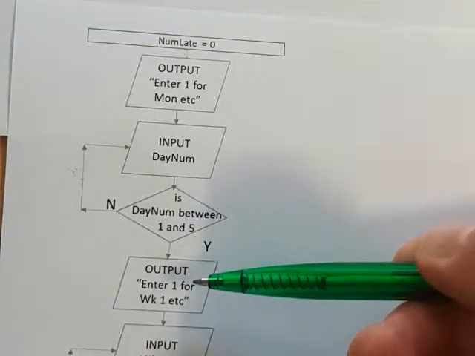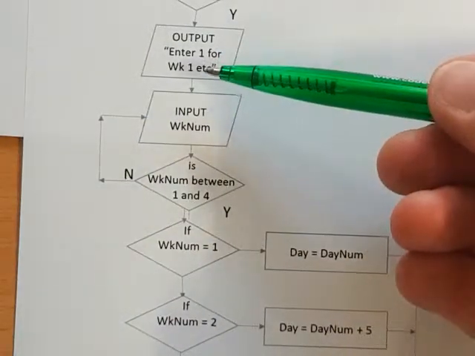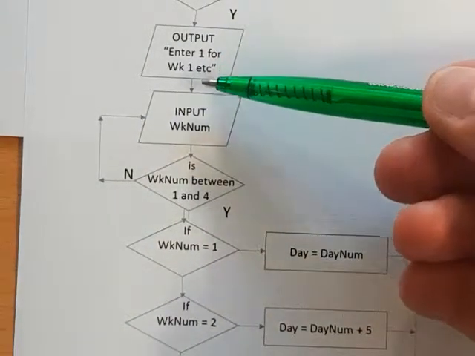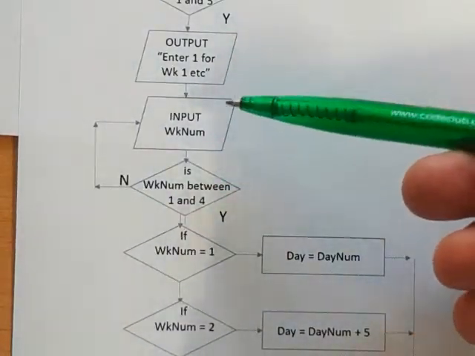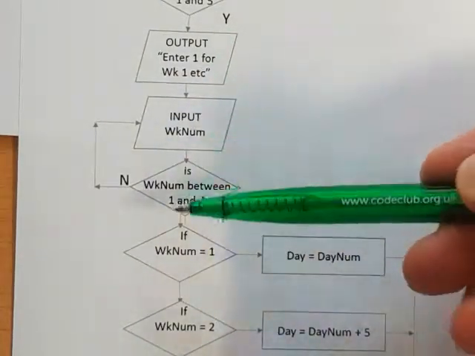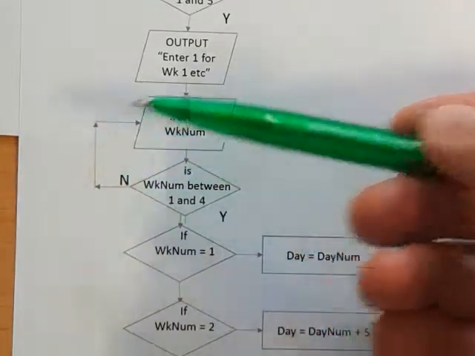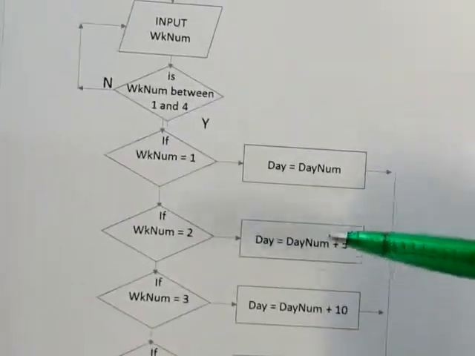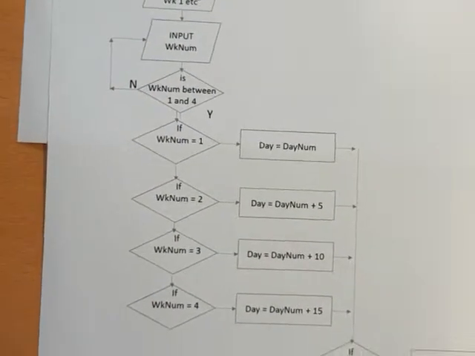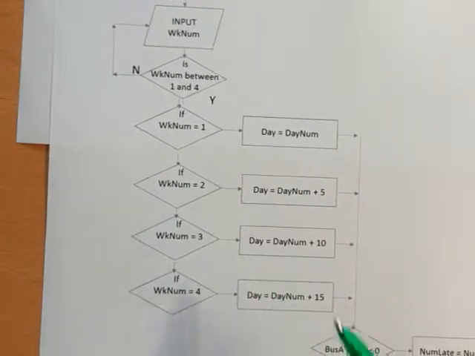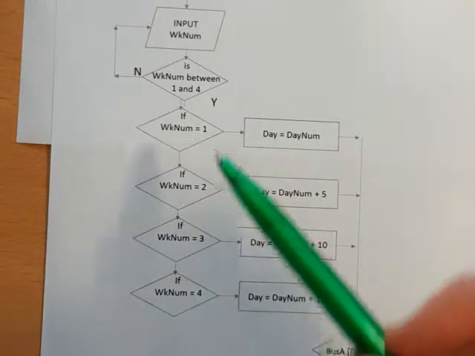Then we're going to ask them to enter the week. So the week is going to be week 1, week 2, week 3, week 4. So it's going to be between 1 and 4. And again, same thing, message on the screen, input, validation. Okay, again, I could have a little message here to say, look, please re-enter. Okay, so coming down here now, what we're doing is we've got some selection here. We've got some if statements.